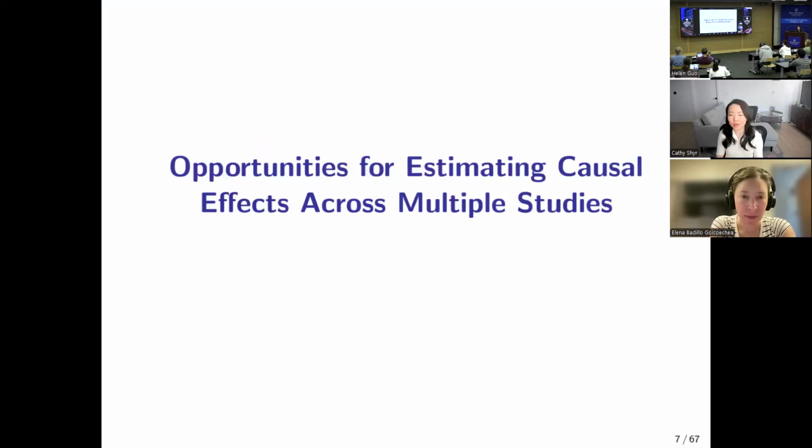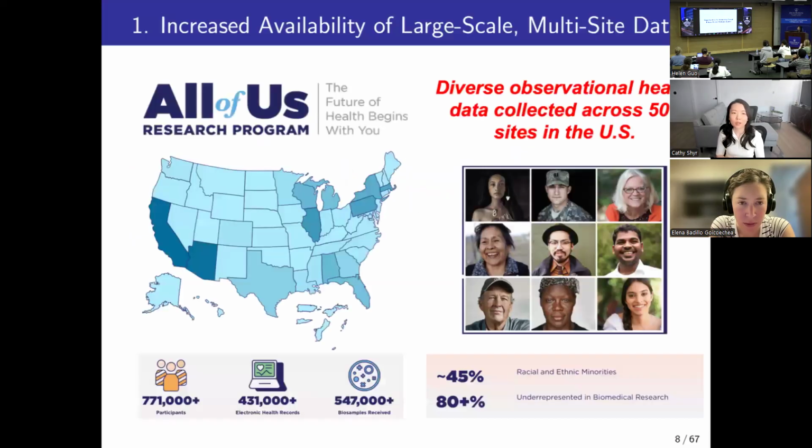So at a 30,000-foot level, I want to give everyone a quick overview of three key opportunities for estimating causal effects across multiple studies. The first opportunity is really the increased availability of large-scale multi-site data, like All of Us. The All of Us data set contains diverse observational health information that are collected across over 50 plus healthcare provider sites in the United States.